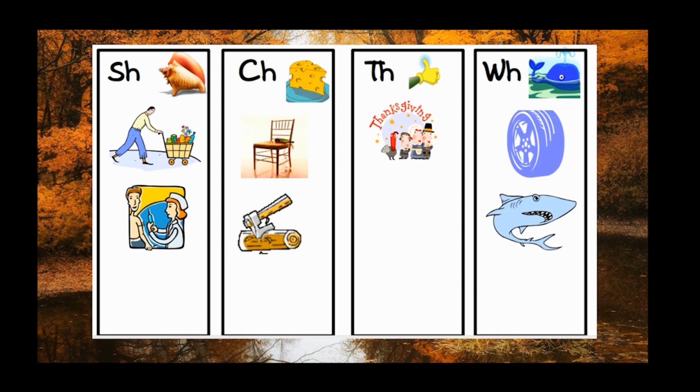Shark. Sh. I hear that S. So where do you think this might go? Give yourself a moment and think about it. Shark. Well, let's try to spell that too. So, sh. I hear that S. So it must be followed with an H. Shark.